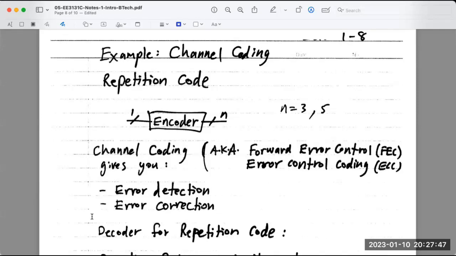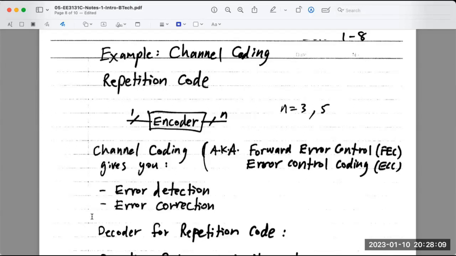So do you already see that adding redundancy gives you robustness to noise? We're going to take the idea of repetition and build a code. For every bit that comes in, I'm going to output n bits. So if n is 3, when I want to send a 0, I transmit 0, 0, 0. When I want to transmit a 1, I transmit 1, 1, 1.